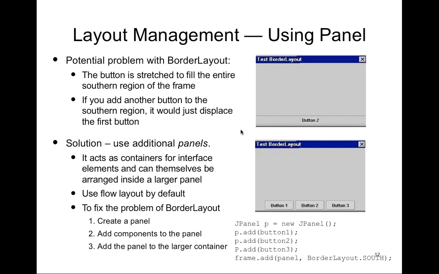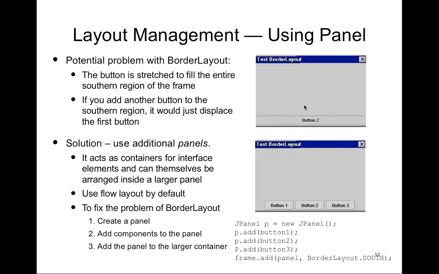If you're an HTML web developer, you call it a frame, or you call it a table, row, or column entry. It's just a way of dividing out the screen. More like a frame analogy, I guess. So a panel acts as a container for the interface elements that can themselves be arranged inside a larger panel. So you can nest a panel inside of a panel. You can nest a layout inside of a layout if you want, actually.